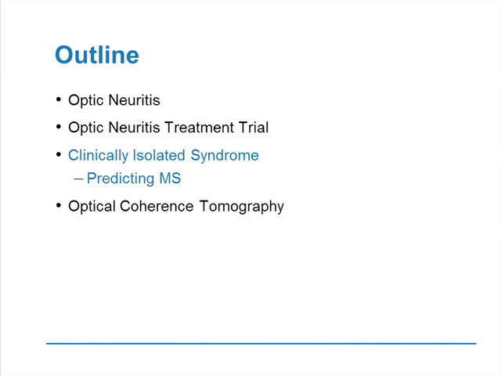Moving on, one important aspect of optic neuritis is that it is one of the most common clinically isolated demyelinating syndromes, that is, an early presentation of multiple sclerosis. And after treating the acute optic neuritis episode, the most common question that patients and clinicians have is, what does this mean about the potential to develop MS in the future? So let's consider this subject for a few minutes.